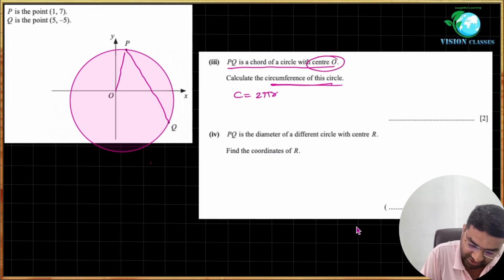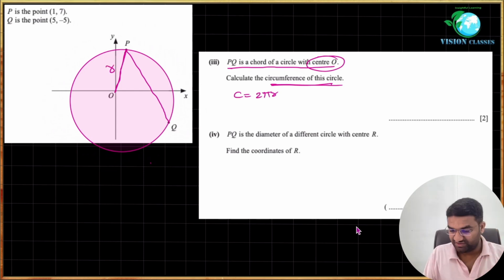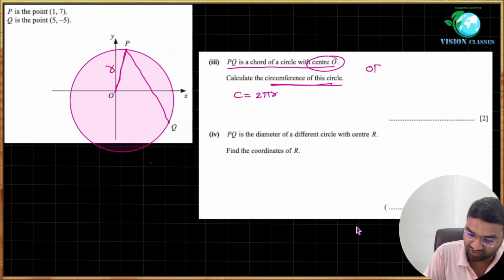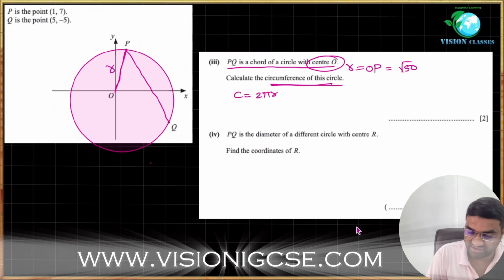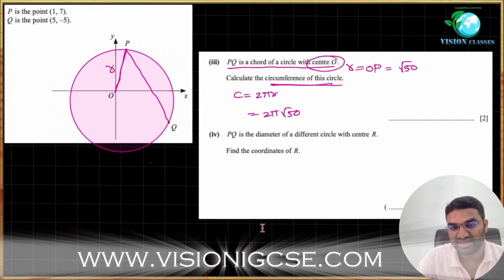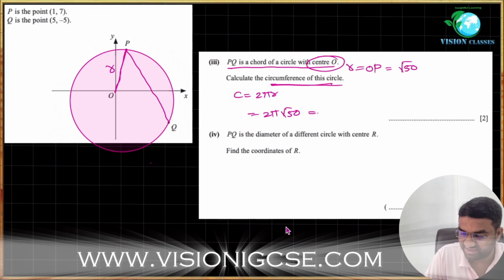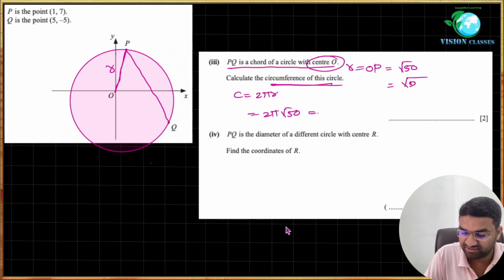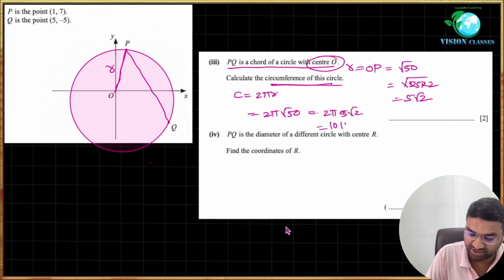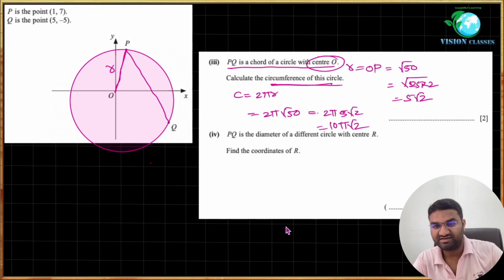Fine. We know that OP and OQ are the radius, isn't it? So the radius we already calculated. OP is equal to root of 50, and that is equal to r. So you can substitute here 2 pi r, where r is root of 50, and you can keep it as it is. You can write root of 50 in simplified form as 25 times 2, which is 5 root 2, right? So 2 pi times 5 root 2, which is 10 pi root 2, will be the answer in the simplified form.